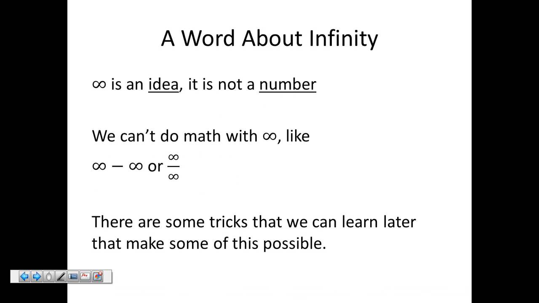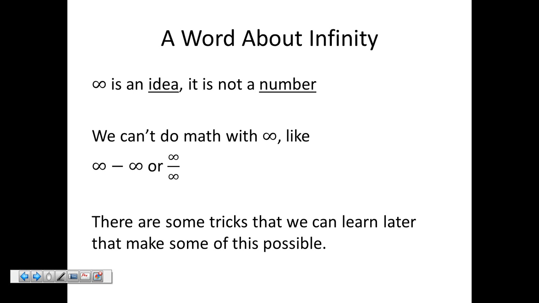Now let's start off with a word about infinity. Infinity is an idea. Don't think of it as a number. Because it's not really a number, it gets a little bit tricky when we try to do some math with it. Specifically, when we try to do infinity minus infinity, well, is that 0? Is that 1? Is that infinity?